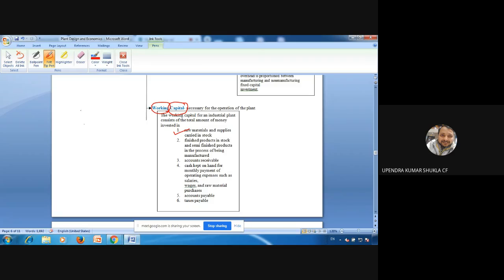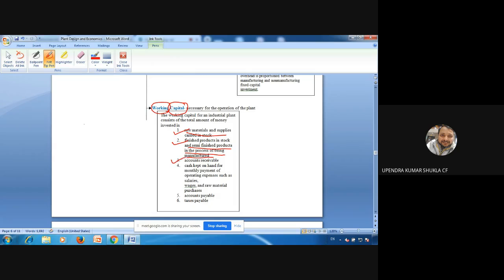So the working capital for an industrial plant consists of the total amount of money invested in, first, start with raw material. To start with raw material, you need it day to day for operation of the plant. And not only raw material: suppose your raw material comes from far away, so you have to keep a stock of raw material in advance so that your production does not get disturbed. So raw material and supplies carried in stock. Okay, number one. Number two, finished product in stock and semi-finished products in process of being manufactured.